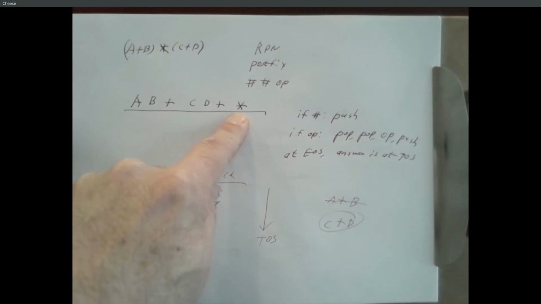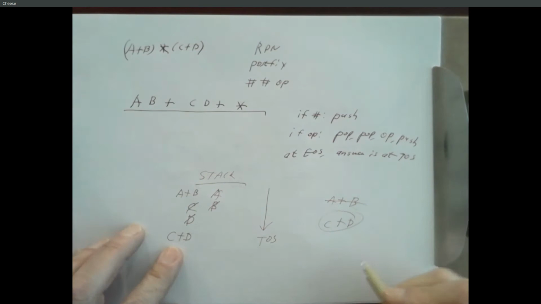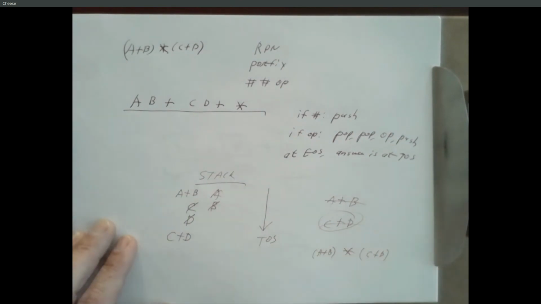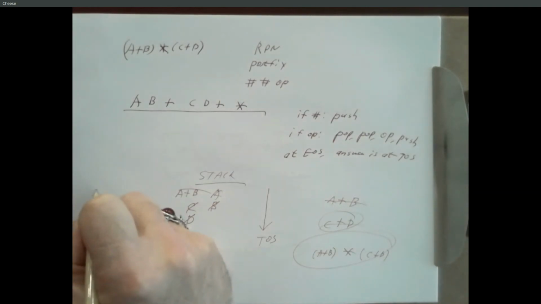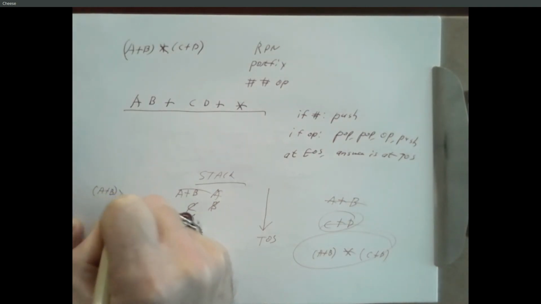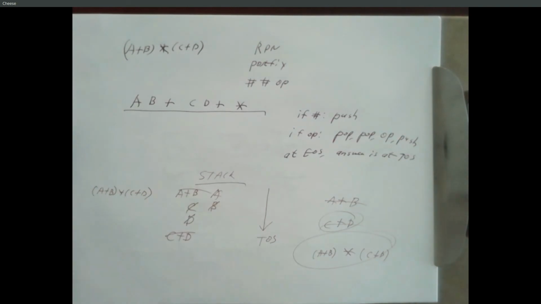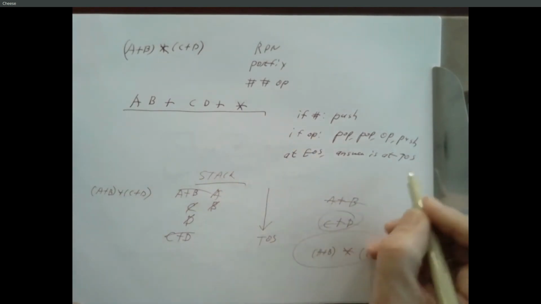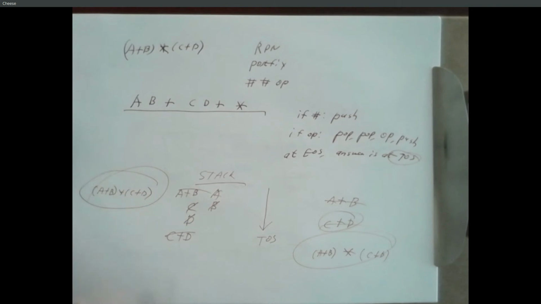Go to the next character in your input, that's a multiply, it's an operator. So pop two things off. The first thing we're going to pop off is C plus D. The second thing is A plus B. We're going to apply the operation, so these are off the stack, and then we're going to push the result. So now our stack contains one thing, which is A plus B times C plus D. We're at the end of our input string, so there's no number, there's no operator, so our answer is at the top of the stack, and we pop that off. There's the result of evaluating our expression.